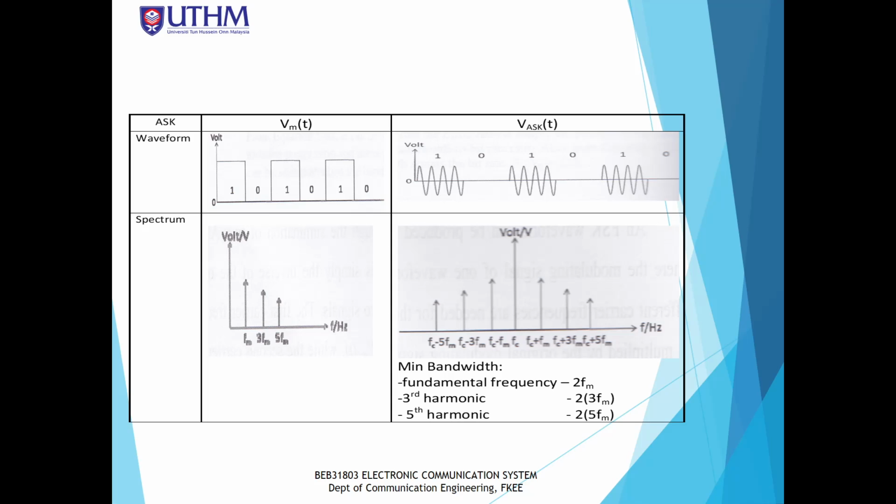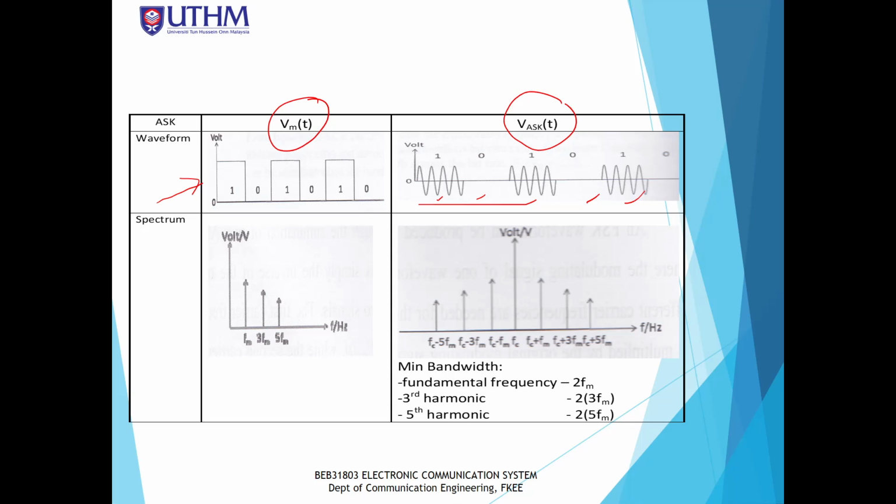And this is the waveform and the spectrum of the ASK. So notice here, this is the input VMT, okay, and the output VASK is like this, on off on off on off, depending on the input. So the input is 1 0 1 0 1 0. So every time the input is logic 1 it will be on, and input logic 0 will be off.